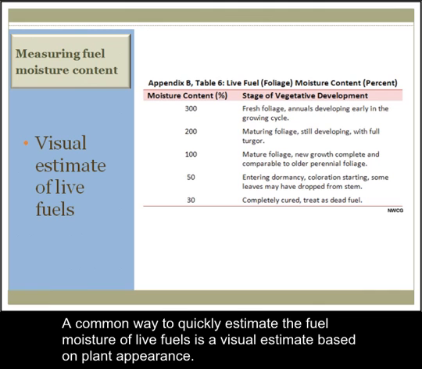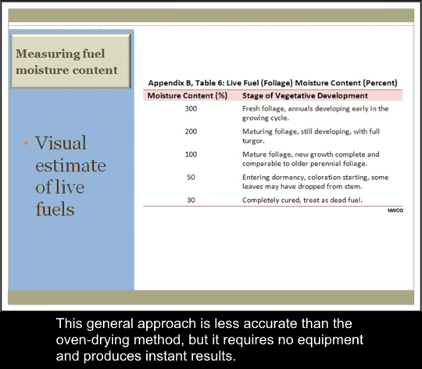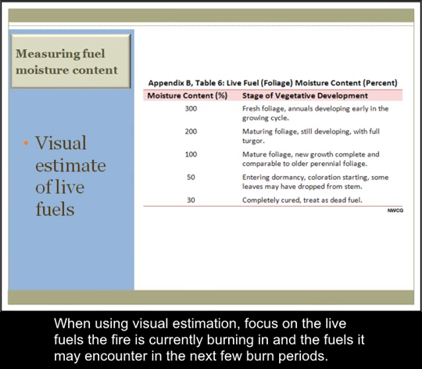A common way to quickly estimate the fuel moisture of live fuels is a visual estimate based on plant appearance. This general approach is less accurate than the oven drying method, but it requires no equipment and produces instant results. When using visual estimation, focus on the live fuels the fire is currently burning in and the fuels it may encounter in the next few burn periods.